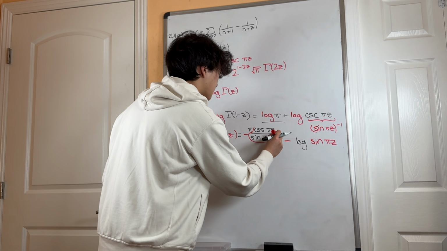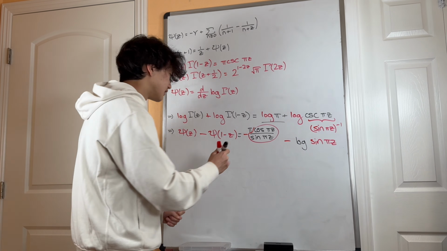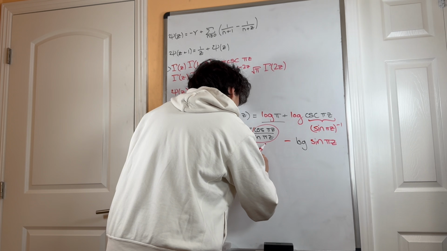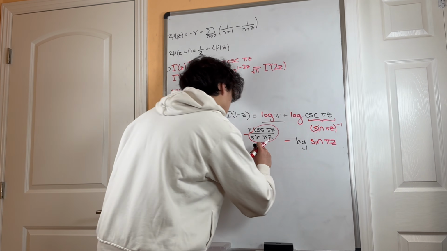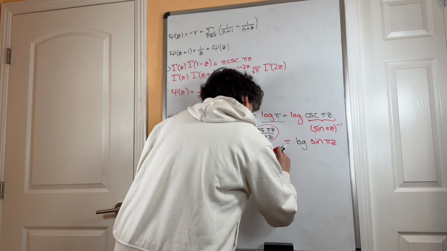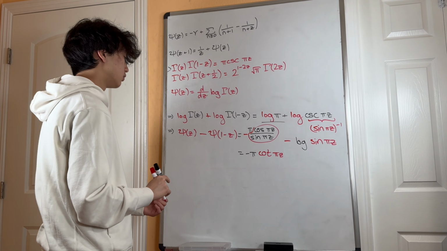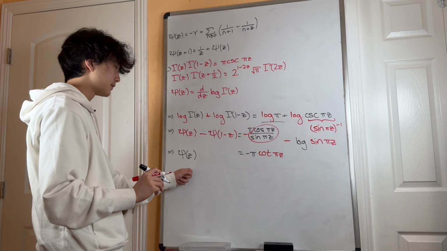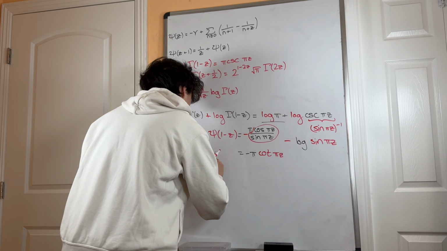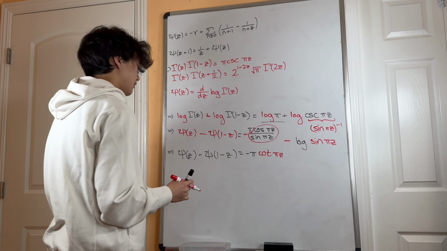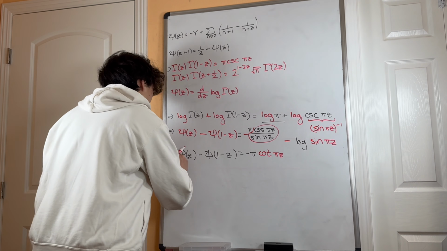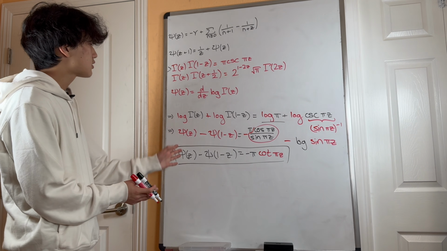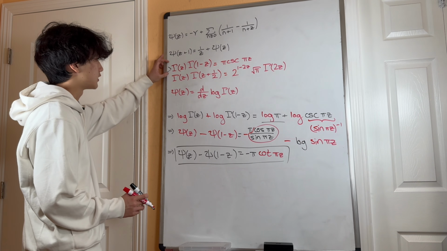Now these two trig functions simplify pretty nicely because cosine over sine is just the cotangent function. So the negative stays, the pi stays, and cosine over sine is cotangent, with argument pi z. So we have just found the digamma function's reflection formula. If you take digamma of z and subtract digamma of 1 minus z, then you get negative pi cotangent of pi z. So that's pretty cool. That's what we get by transforming Euler's reflection formula.